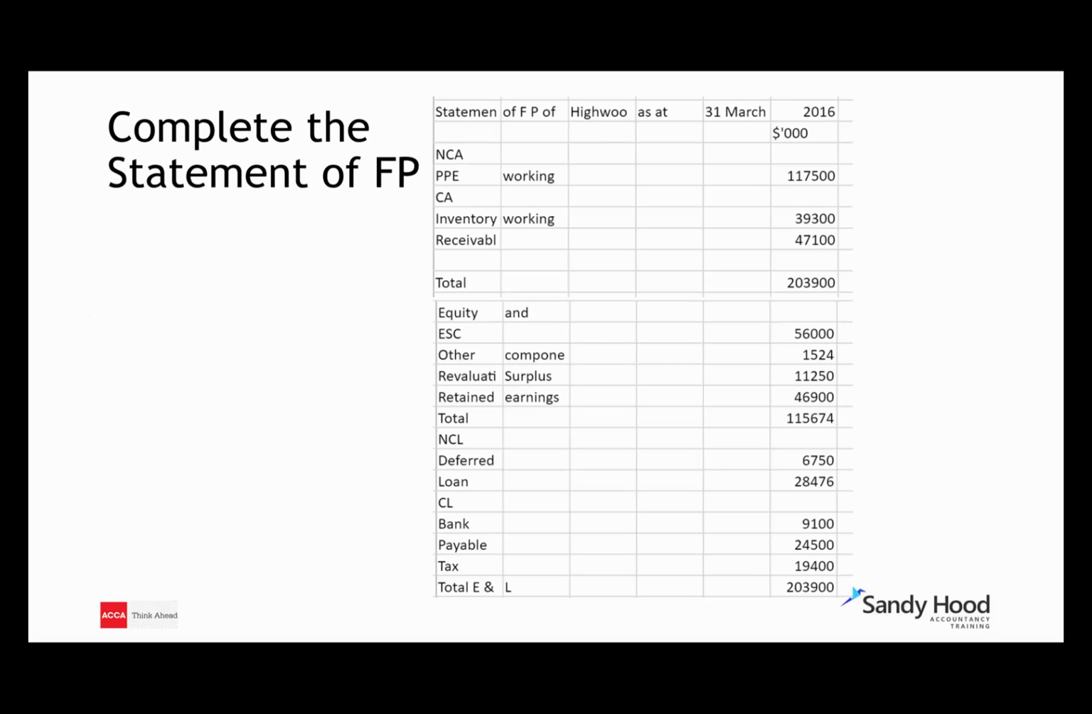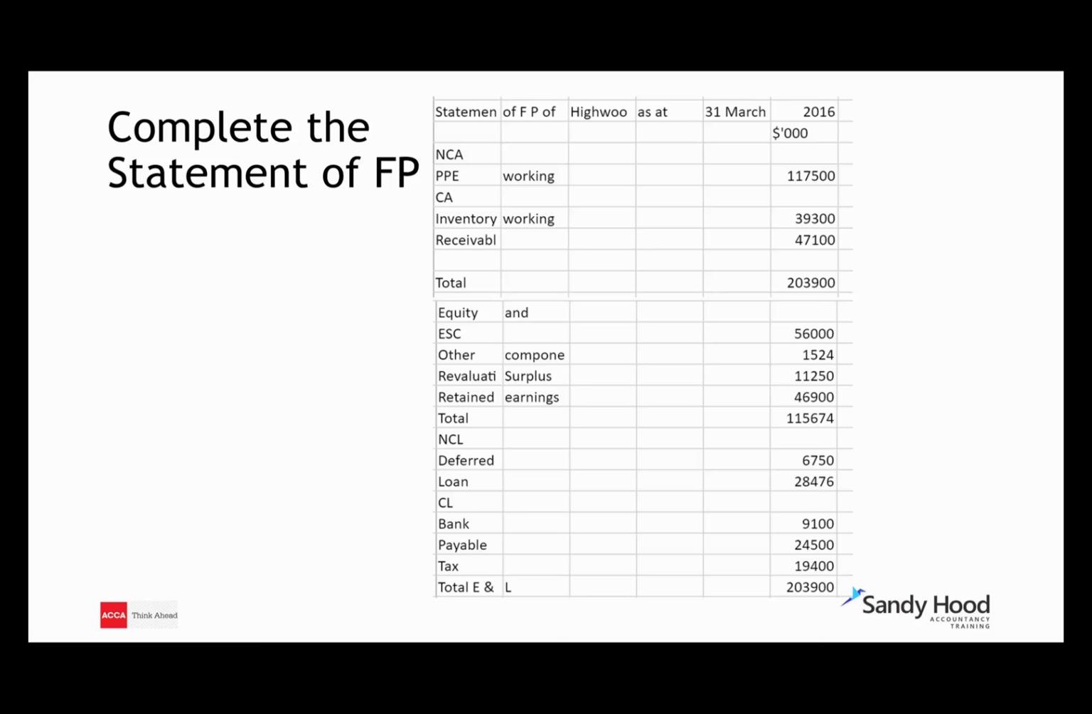The property, plant and equipment comes straight from the working that we did. We have those different, the land, the buildings, and the plant and equipment. The inventory, sure, we worked that out. That was the 36,000 that we added the 3,300 onto. Receivables, we haven't had a change, and we've got total assets of 203,900.